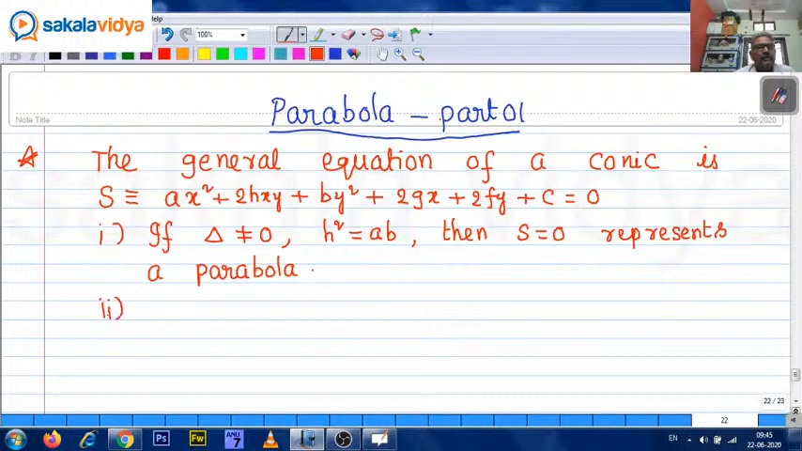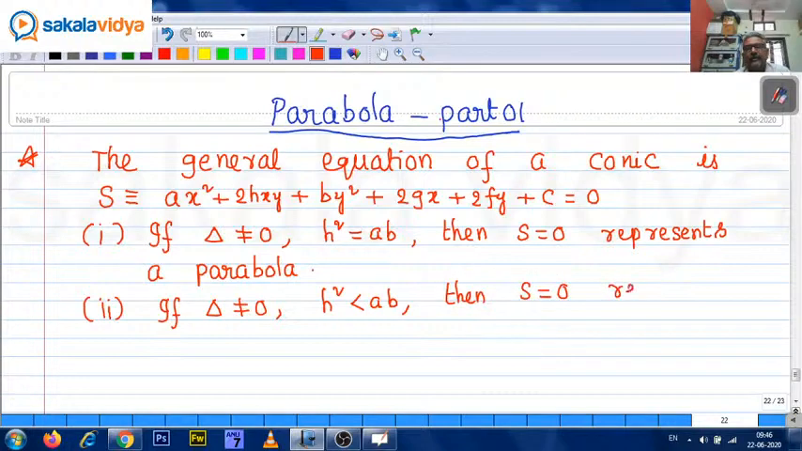Okay, next. Second concept. If delta does not equal 0 and h square is less than ab, then S equals 0 represents an ellipse.